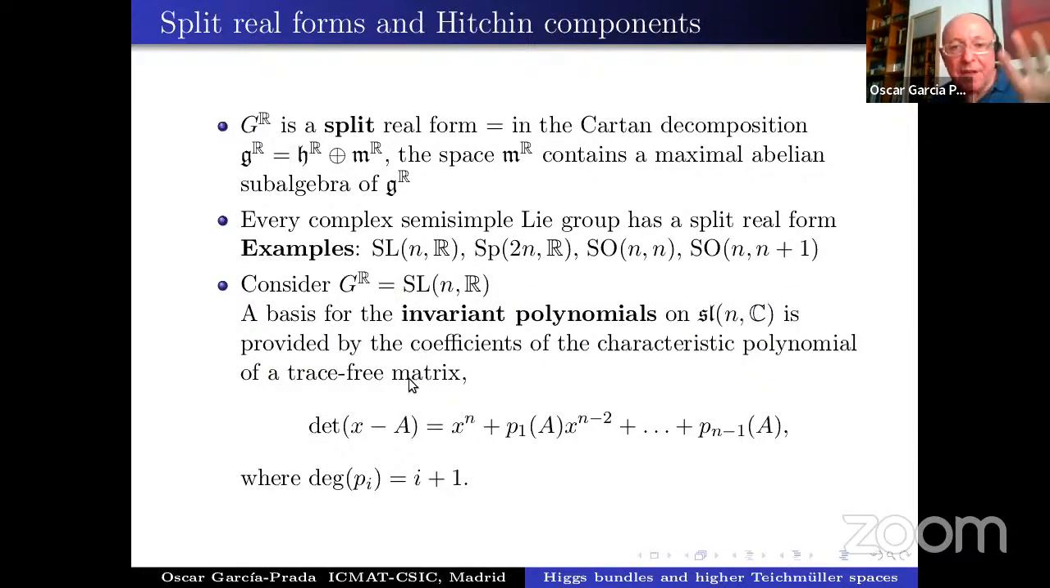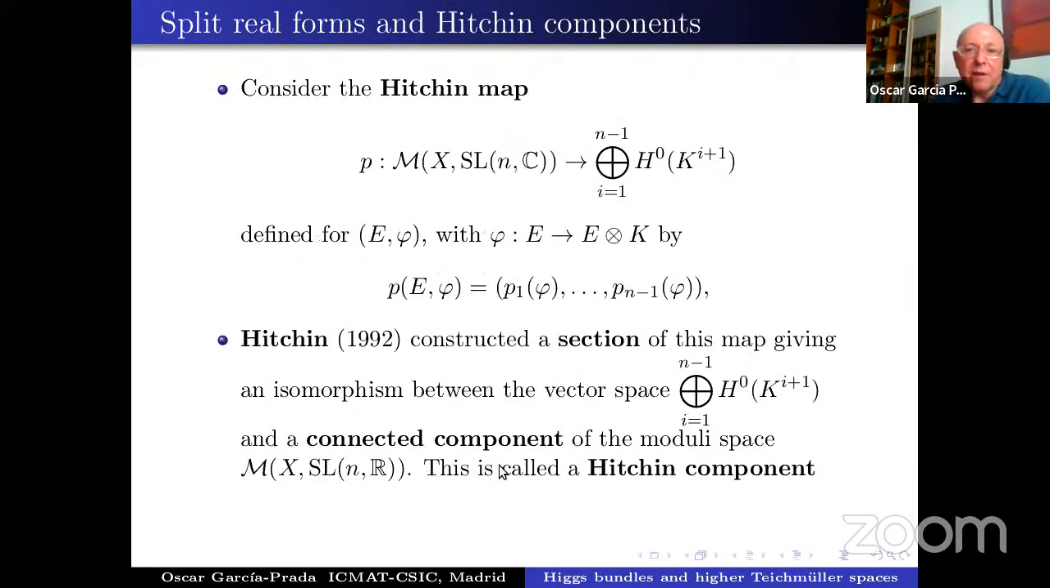And to exhibit these Hitchin components, I want to tell you about the Hitchin fibration, right? To do that, one has that a basis for the invariant polynomials on SL(n,C), invariant under the adjoint action of the group, is, as you all know, provided by the coefficients of the characteristic polynomial of this trace-free matrix, right? These polynomials p_i are a basis for this algebra of invariant polynomials, and the degree of p_i is given by i+1. And so we can define the Hitchin map on the moduli space of SL(n,C) Higgs bundles by evaluating.